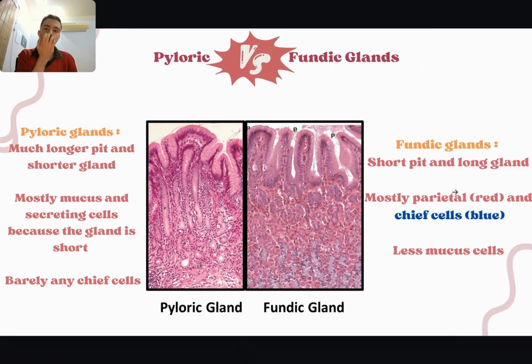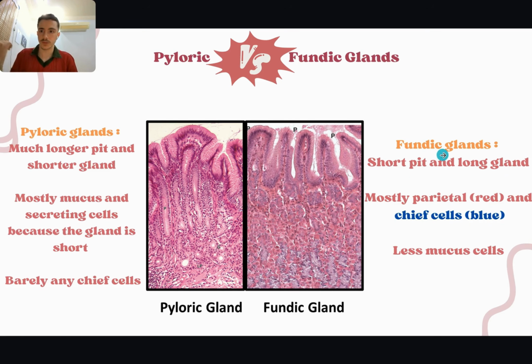It's very easy. Pyloric versus fundic glands. We cannot find the pyloric where there are fundic glands, and we cannot find the fundic where there are pyloric. You cannot find both of them in the same place. The pyloric have longer pits and shorter glands, and are mostly mucus secretion. Chief cells are barely there, they are rare.